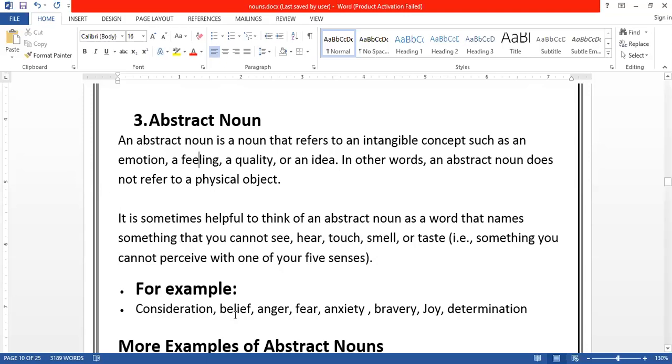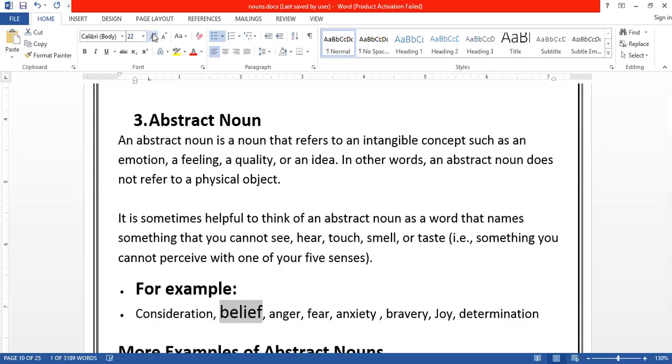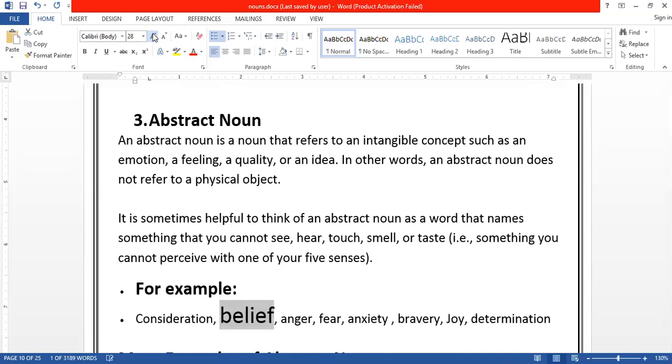For example, if I say belief, what is belief? The word belief is a noun. Can we touch belief? No. Can we see belief? No. Can we eat belief? No. So we call it abstract, because abstract nouns are those nouns that we cannot see, touch, smell, or taste, or we can say that it does not have any physical existence or shape. We call it an abstract noun.